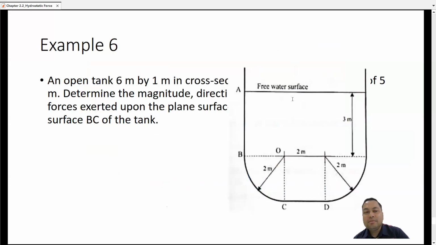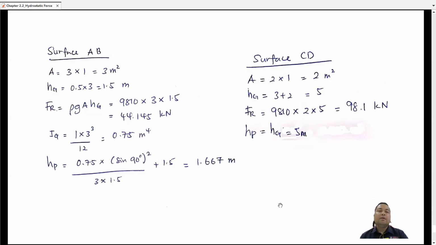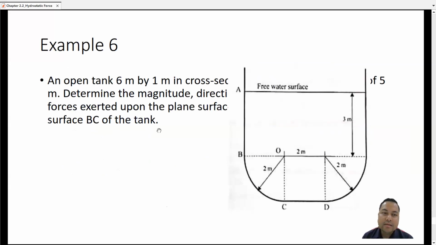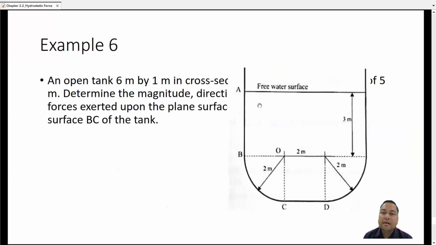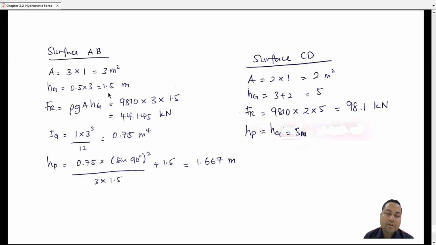Let's look at this example. Let's find the magnitude and directions for the hydrostatic force at vertical plane AB, horizontal plane CD, and curved plane BC. Okay. For surface AB, we know that the height is 3 meter and the breadth is 1 meter, so the area is 3 times 1. Hg is taken half from this depth, which is half of 3 meter, 1.5 meter. So the resultant force can be obtained as 44.145 kilonewton.